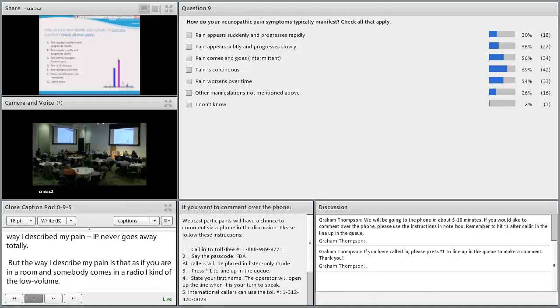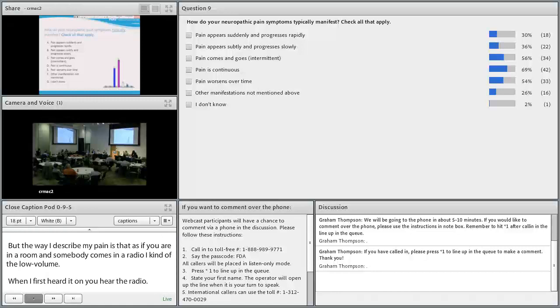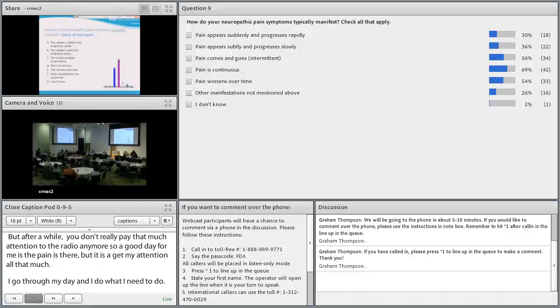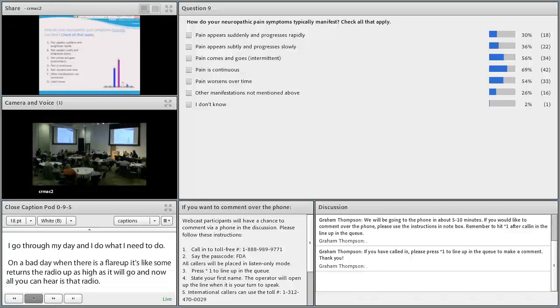So a good day for me is the pain's there, but it doesn't get my attention all that much. I go through my day, I do what I need to do. On a bad day when there's a flare, it's as if somebody turns the radio up as high as it'll go. And now all you can hear is that radio. And so the pain becomes a kind of a focus of my day when it's that bad. I really can't focus on other things because the pain is just so severe that it takes over my consciousness at that point. So that's the way I experience the flares.